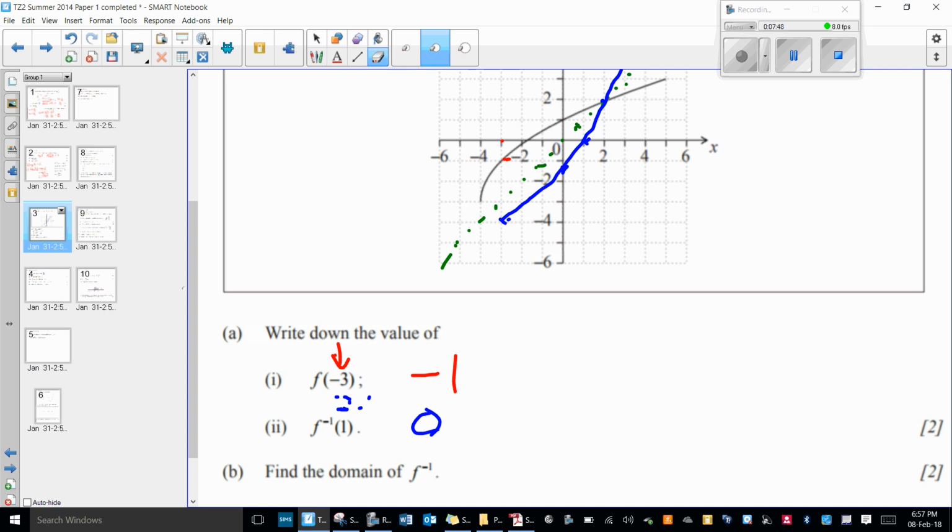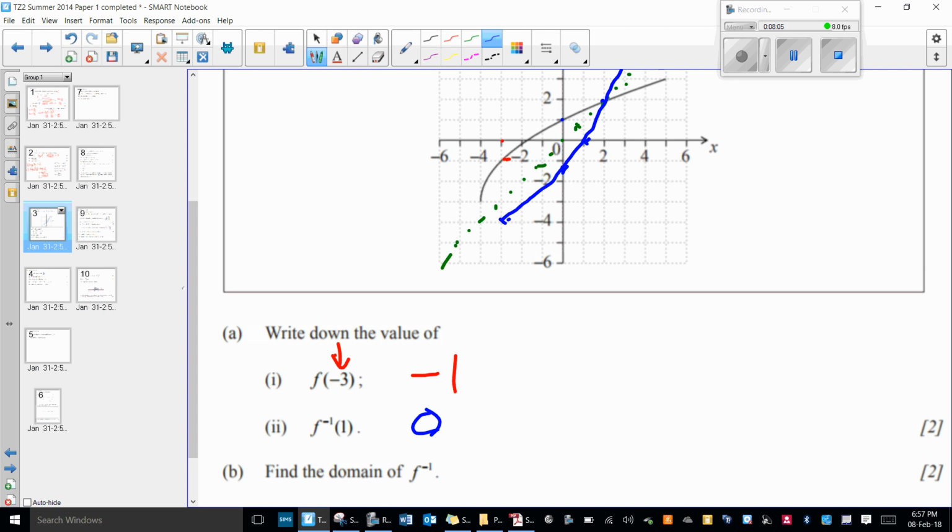So for the inverse function, they want to know when x is 1, but what we would do if we're looking at the original function is look at where y is equal to 1, and we saw that that was when x was 0. I hope that makes sense to you. Perhaps sketching it would be the easiest option, which is what I did to start with.